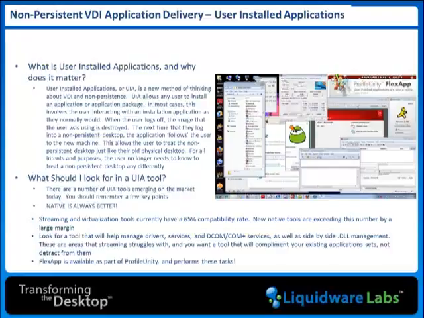Number two, streaming and virtualization tools currently have a 65% compatibility rate. New native tools are exceeding this number by a large margin. In fact, when we're talking about FlexApp, FlexApp has a 99+% compatibility rating. So you can immediately see that there's no work involved in making these apps available to your users, and you don't have to re-architect the wheel in order to make non-persistent VDI easy and seamless for your users. Your users don't have to learn anything new, and that's a huge stumbling block for VDI.